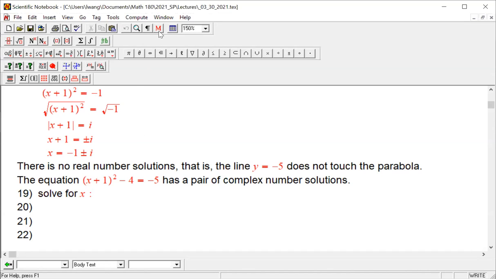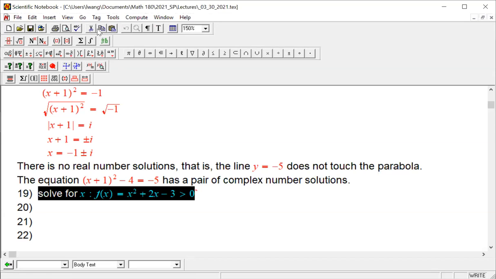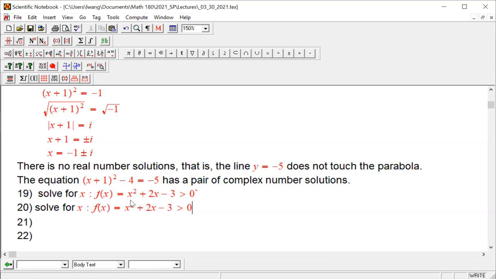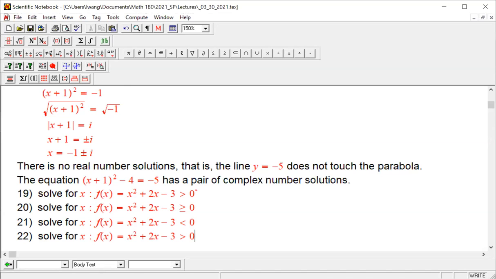From f of x equals x squared plus 2x minus 3, and we want it to be larger than 0. Number 20, larger than or equal to 0. Okay, and less than 0. You see there, from the grammar's perspective, the structure of the sentences is similar, right? So what does this all mean?